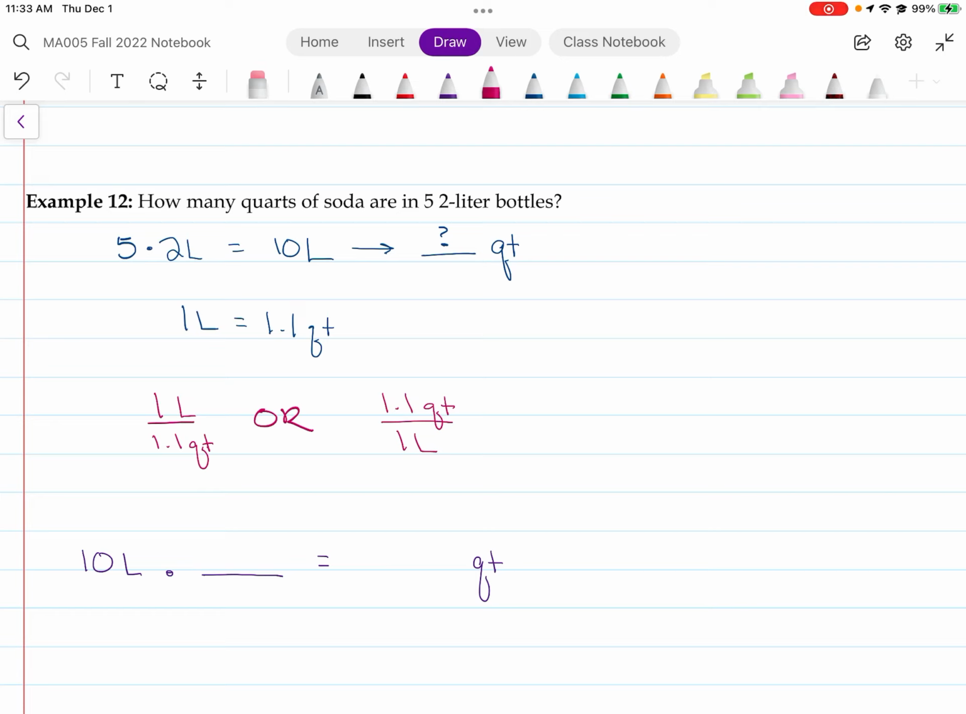So 10 liters times what? We need liters to cancel, so we're going to use this one right here: 1.1 quart per 1 liter. The unit liters cancels, and we multiply 10 times 1.1 to get quarts as our final answer. 10 times 1.1 is 11. So 10 liters is 11 quarts. They look very similar if you have a liter bottle. They look like a quart, but they're just a little off.